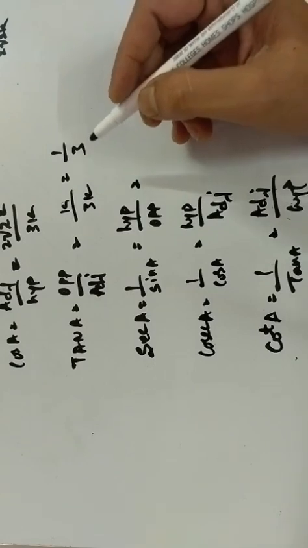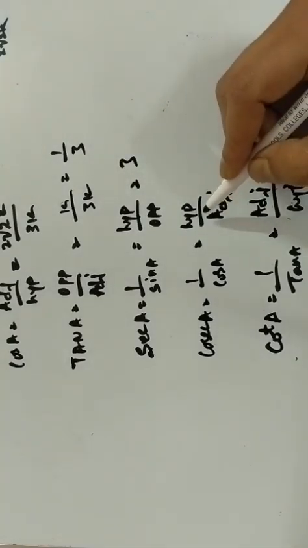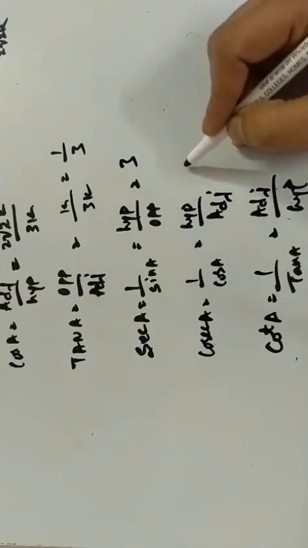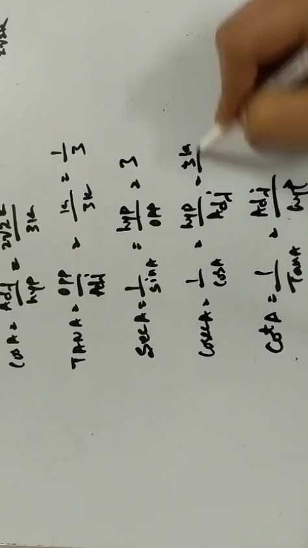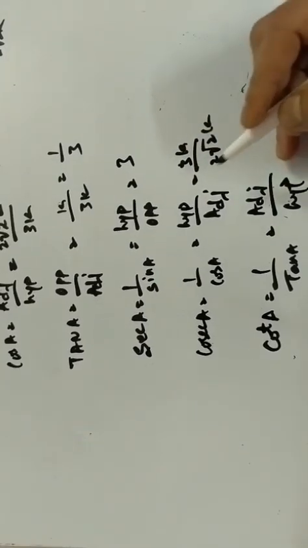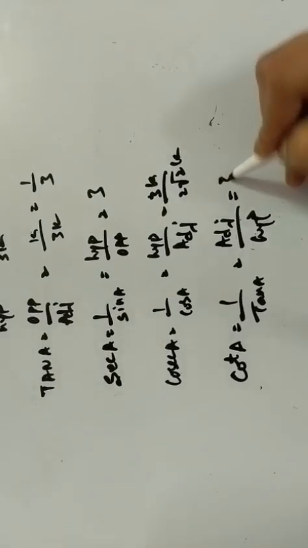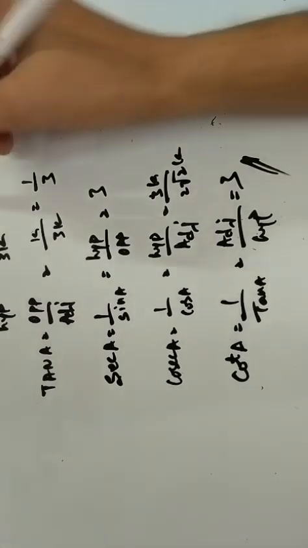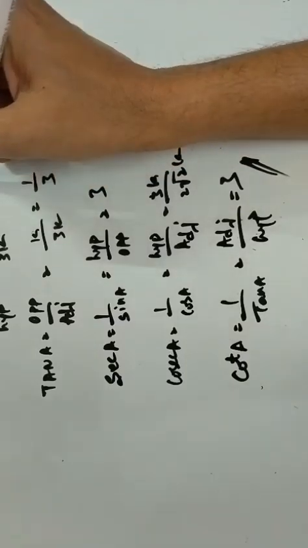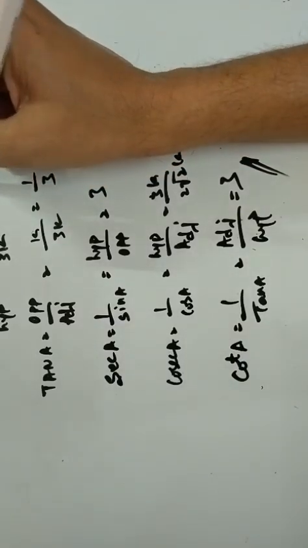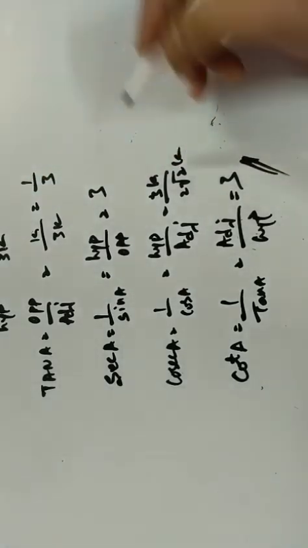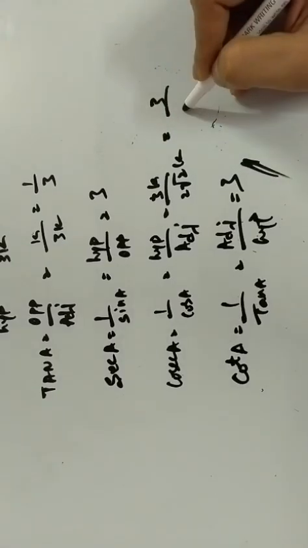Cosecant A is 1 by sin A, that is 3. Now secant A, okay, that is 1 by cos A, that is 3k divided by 2 root 2k, and cot A is 2 root 2. So please note here k and k get cancelled. So it turns out 3 by 2 root 2. Similarly here k and k get cancelled.